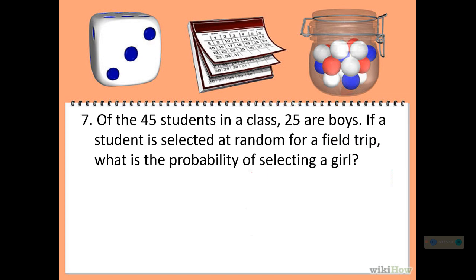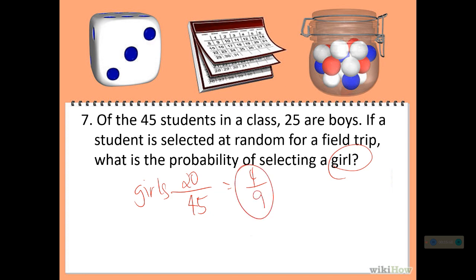7. Of the 45 students in the class, 25 are boys. If a student is selected at random for a field trip, what is the probability of selecting a girl? So, out of 45, we have 25 boys. So, 45 minus 25 is 20. Okay? So, we have 20 girls out of 45. Again, this will be the girls, because we are going to find that. Then, reduce to the lowest term. So, we divide by 5. So, we have 4 over 9.